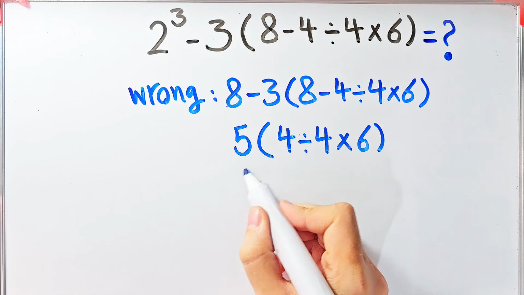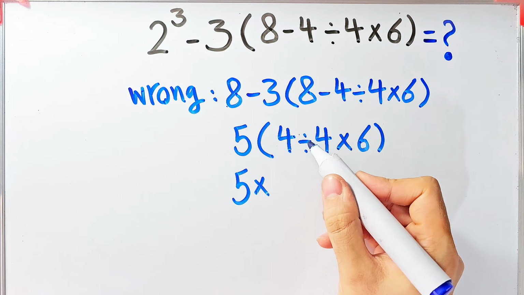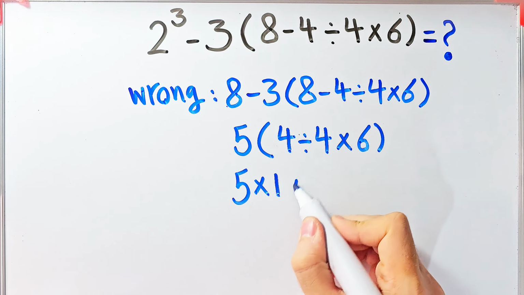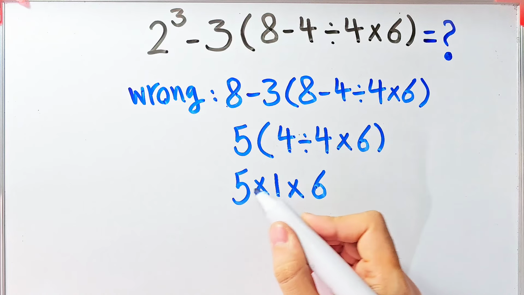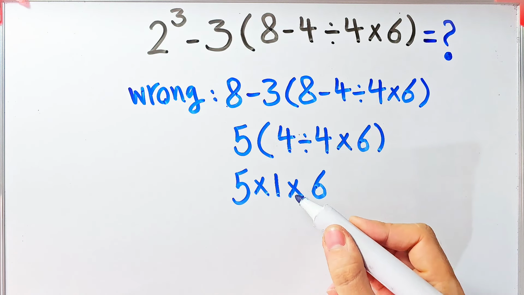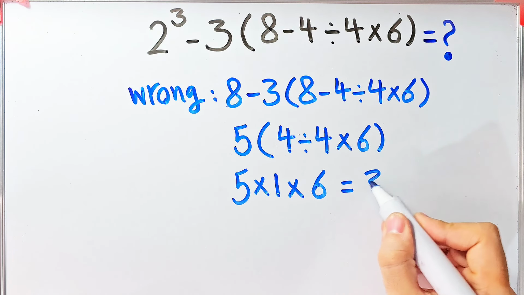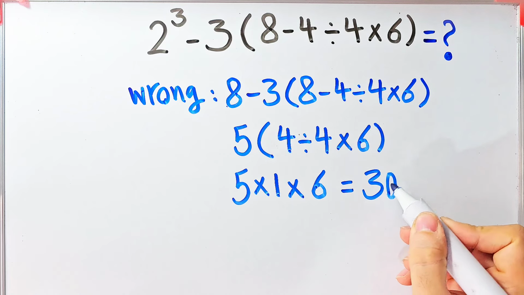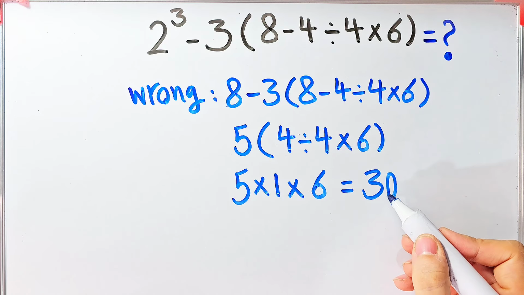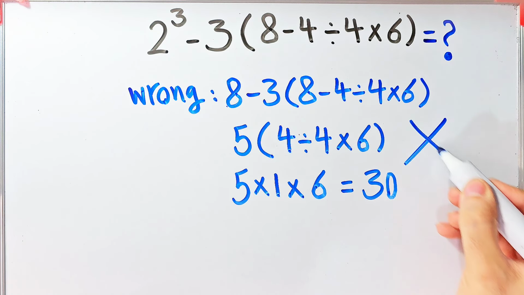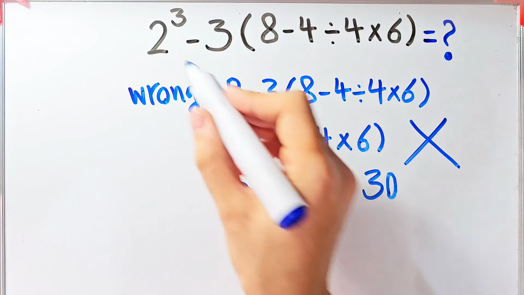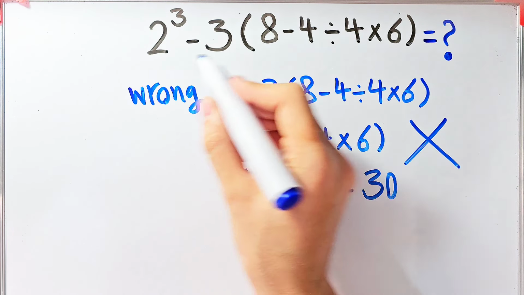4 divided by 4 equals 1. 5 times 1 then times 6. 5 times 1 equals 5 and 5 times 6 equals 30. They say the final answer of this question equals 30, but this answer is definitely wrong. Let's solve this question step by step together.